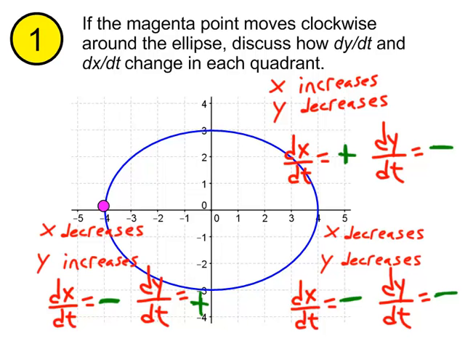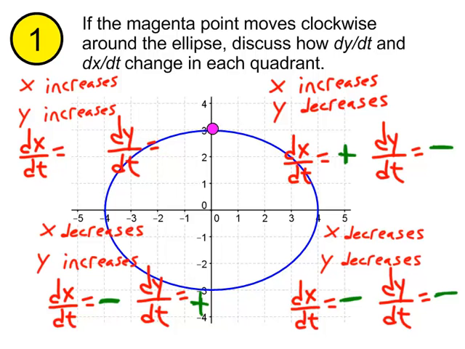And finally, as we go through the second quadrant here, x is increasing. It's a negative number, but it's increasing, and y is also increasing here. So that means that they're both positive, right?